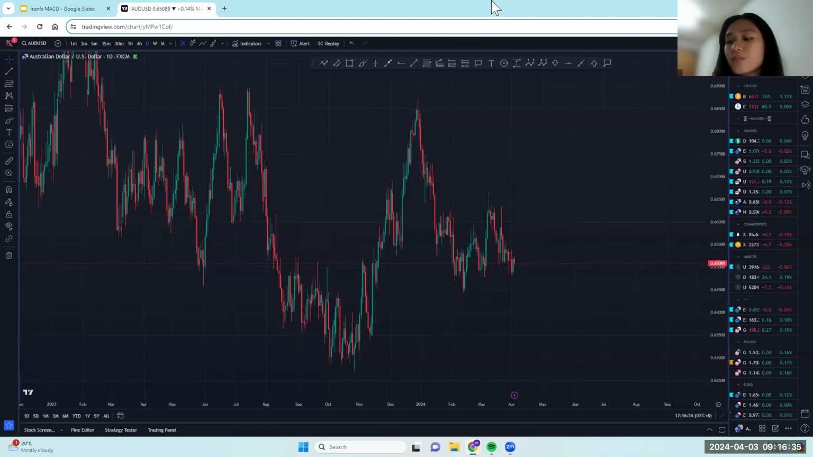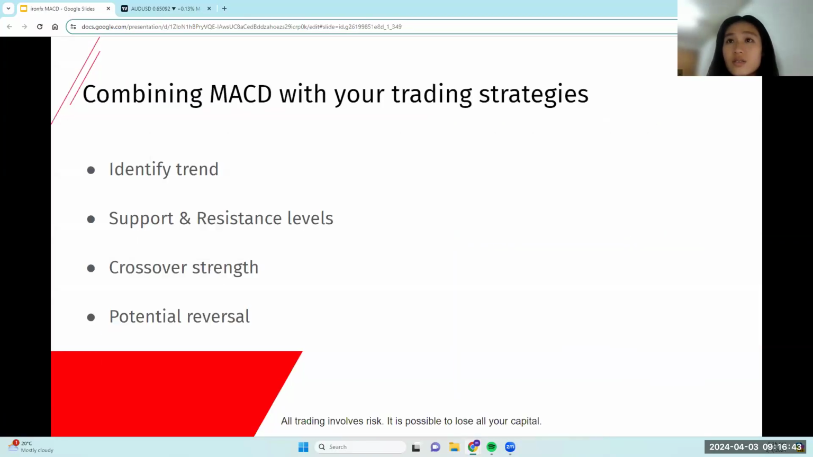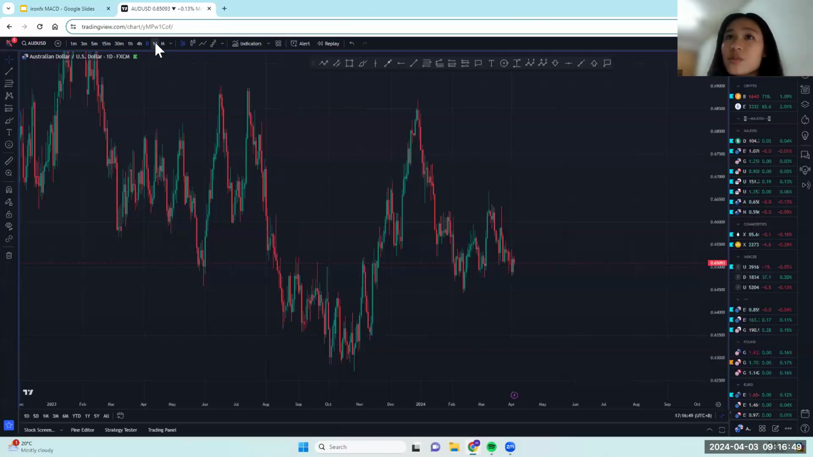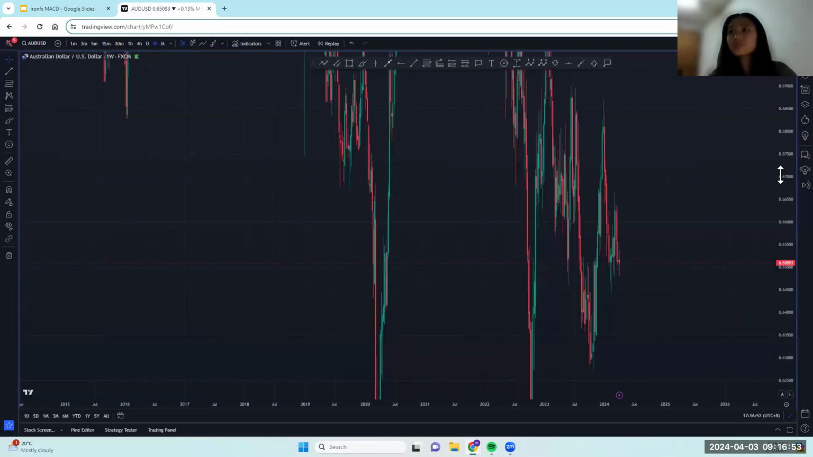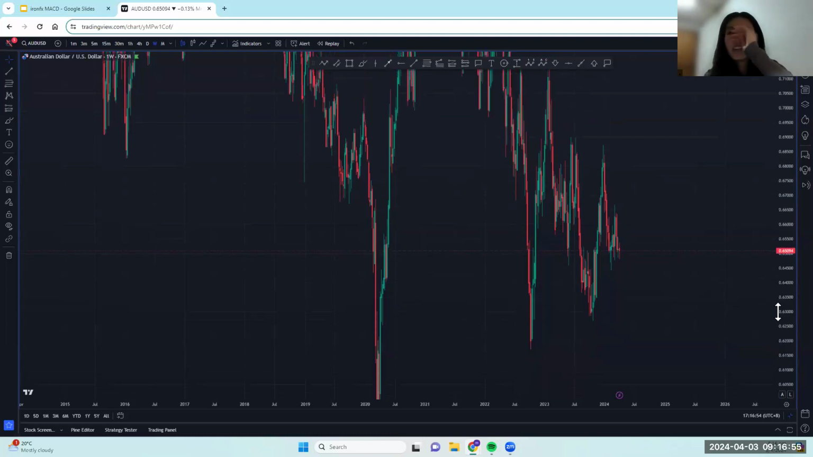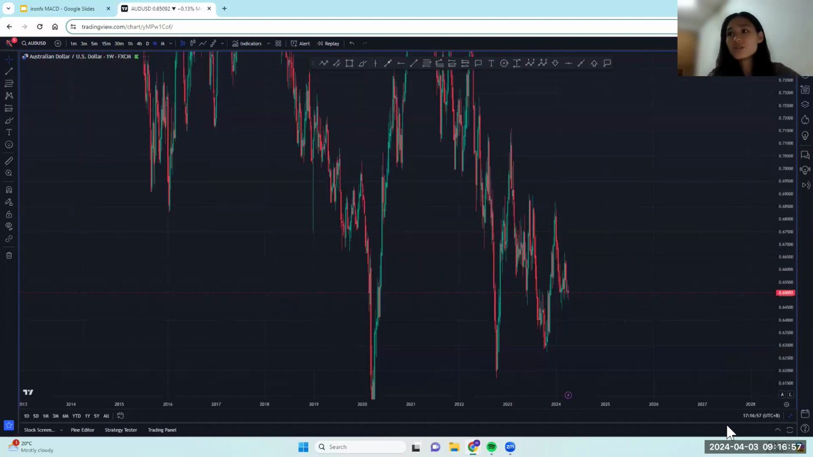Okay, so to start off, let's follow the rules on this chart here. Okay, so first step is to identify the trend. So what I like to do typically is to look at the higher time frames first so that we get an idea of where prices are headed towards.